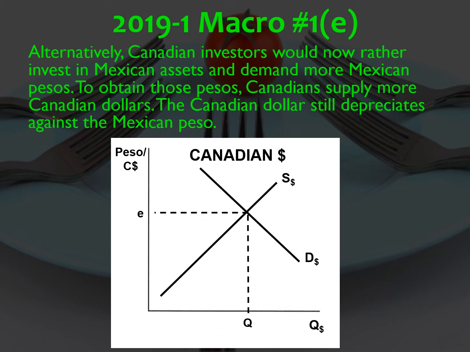Alternatively, you can think of it this way: Canadian investors will now rather invest in Mexican assets, and that's going to cause them to demand more Mexican pesos. So looking at the other side, to obtain those pesos, Canadians are going to supply more Canadian dollars. So they're going to demand more pesos. To get those pesos, they need to supply dollars. Supply of Canadian dollars shifts to the right. That's also going to cause the Canadian dollar to depreciate against the peso. So either approach is fine.